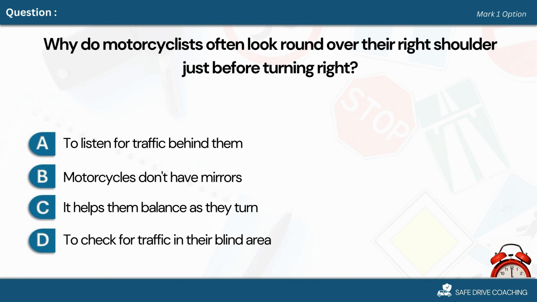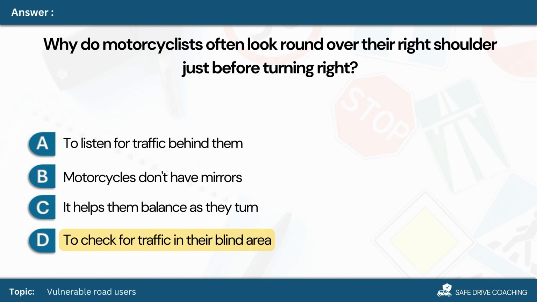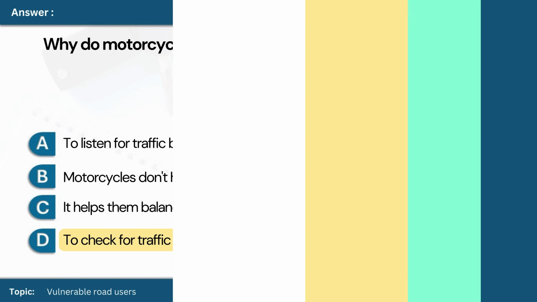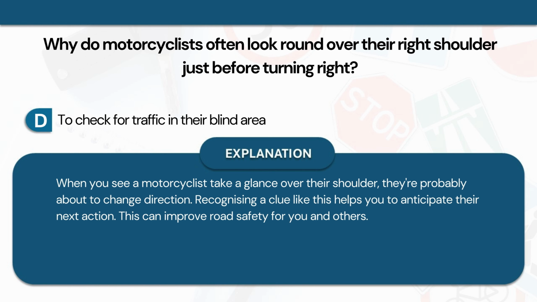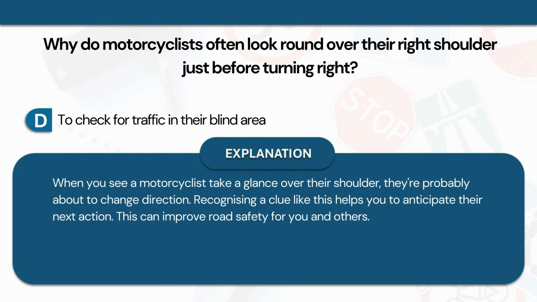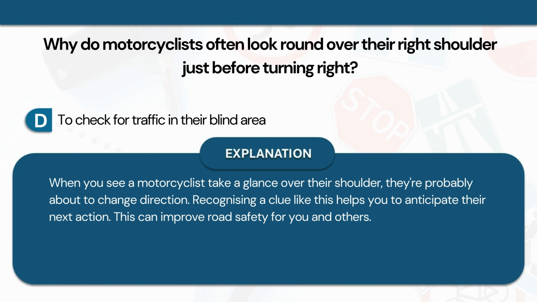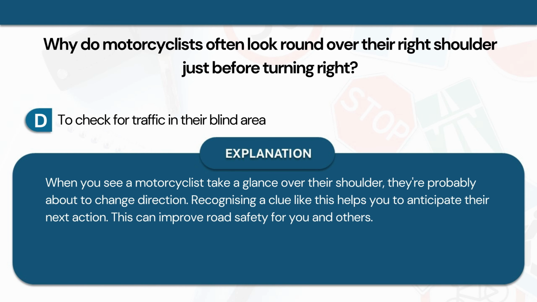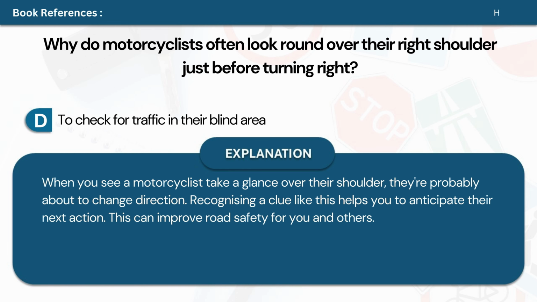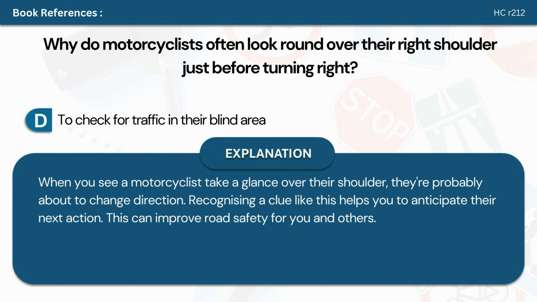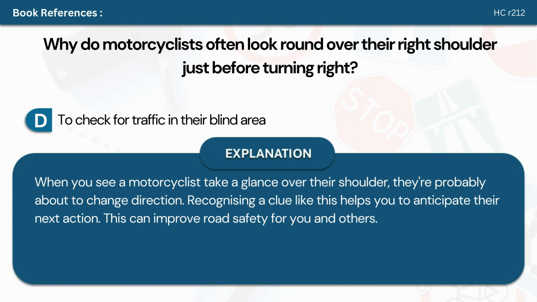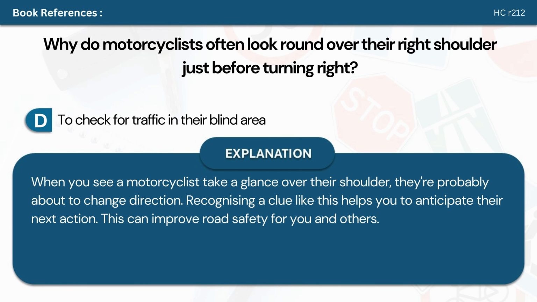The correct answer is D. To check for traffic in their blind area. When you see a motorcyclist take a glance over their shoulder, they're probably about to change direction. Recognizing a clue like this helps you to anticipate their next action. This can improve road safety for you and others.